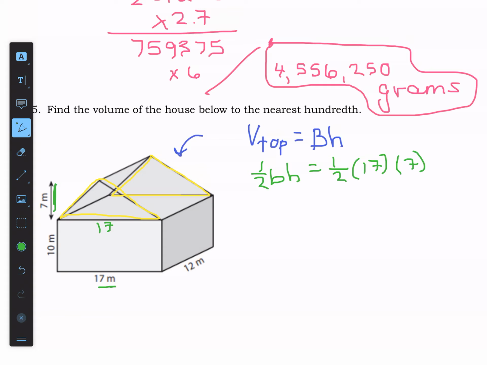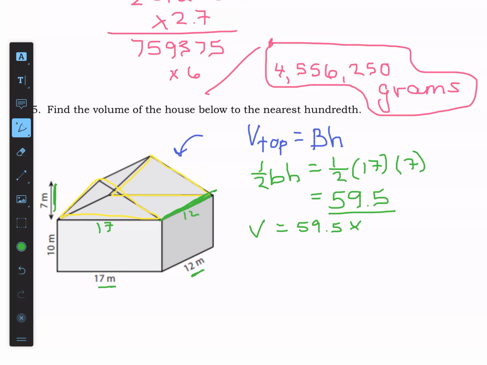So just keep in mind, looking at the picture, that if this is 17 down here, this is also going to be 17 up here. So we're doing 1/2 times 17 times 7, because they gave us the height over here. And when you type that in your calculator, you should get 59.5.